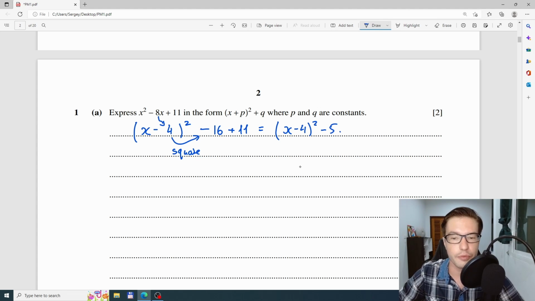So that's the form they were asking for. And I will state this as the final answer: x minus 4 squared minus 5. Let's move on to the next question.